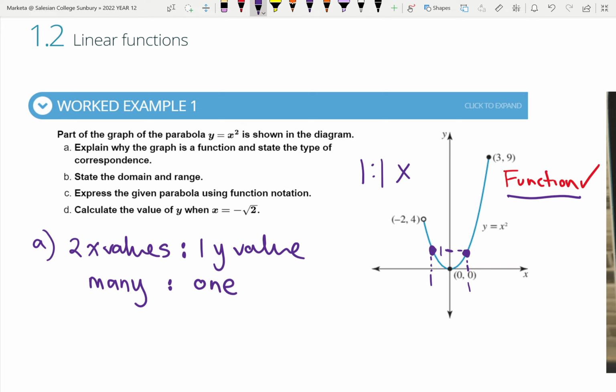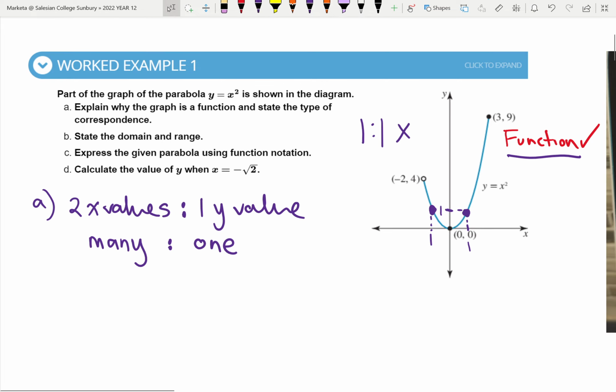So that's part A. Now, state the domain and range. This is not too bad and is very similar to what we did in Year 11. So the domain is our allowable x values.